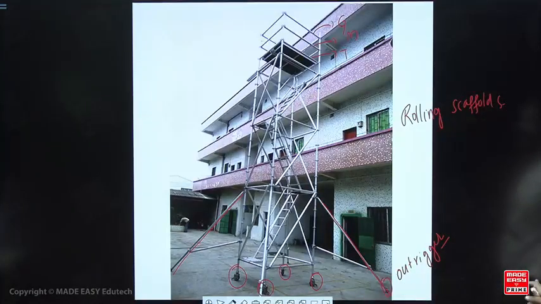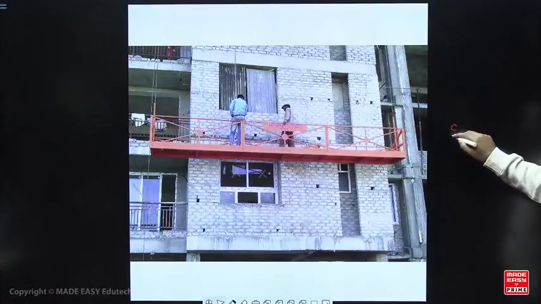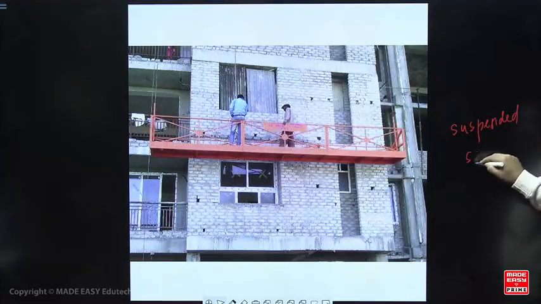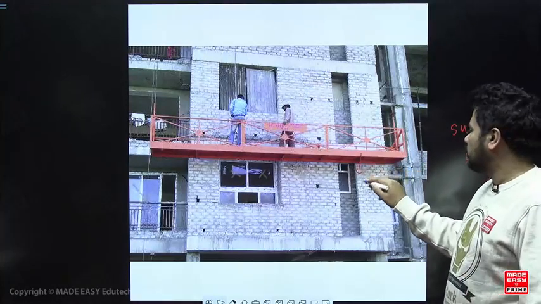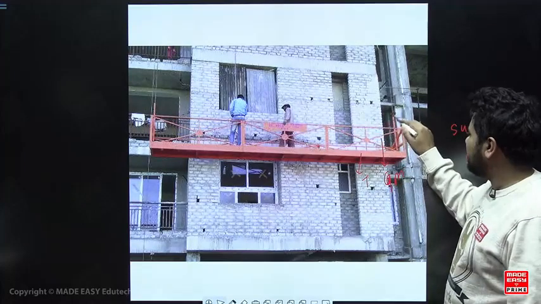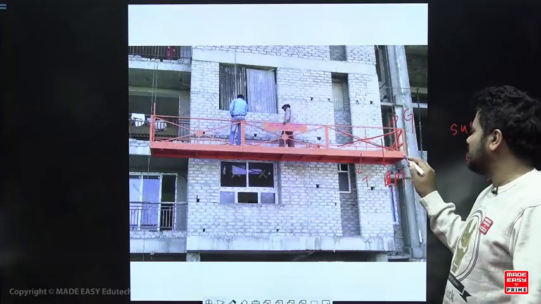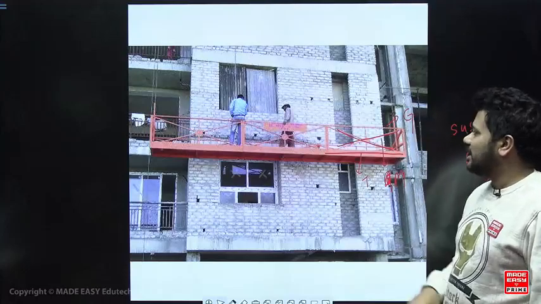So this is your rolling scaffold. Clear? This is called as suspended scaffold. You can see that again we have toe board, again we have mid rail, and again we have guardrail. So this is the mid rail, the cross you can see. This is the toe board where the person is standing, and this is called as guardrail.